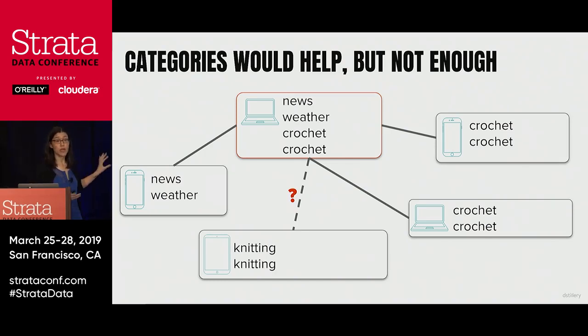With this approach, you actually do get a little bit nicer of a dendrogram. But the problem is you really just pass the buck, right? We're still dealing with categorical variables. You still can't tell that this knitting person has any more in common with the person that loves crocheting than the person that's interested in the news.